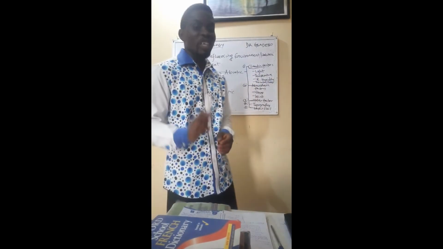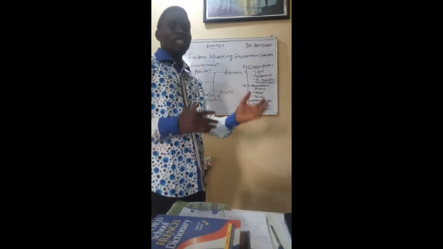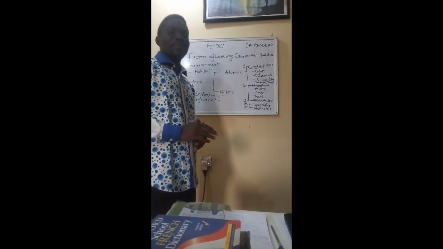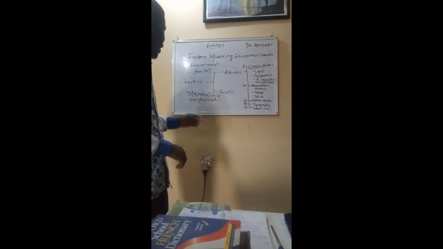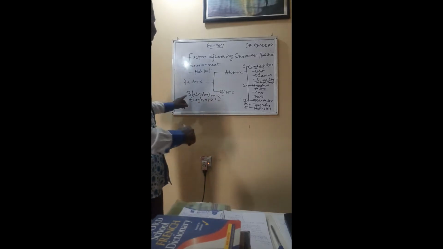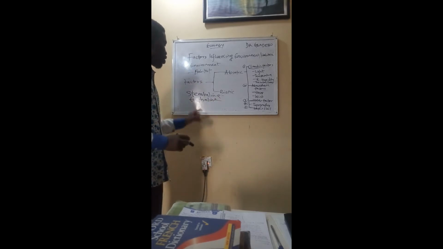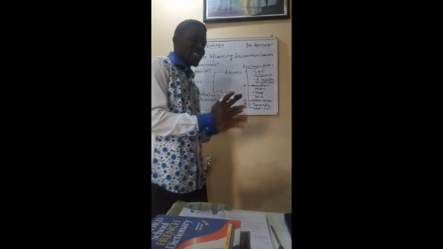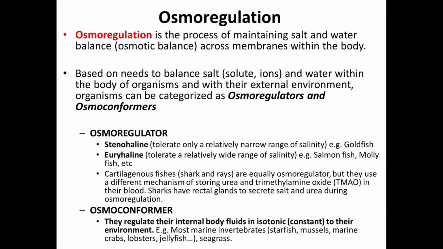Based on osmoregulation, like I said, osmoregulation is the way in which organisms balance the salt water content of their body, and then based on that, organisms can be osmoregulators. Now, the osmoregulators, organisms that regulate the salt water content of their body depending on the situation, can be categorized as either stenohaline or euryhaline.